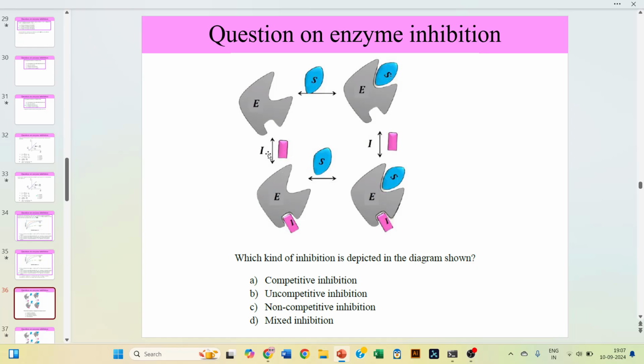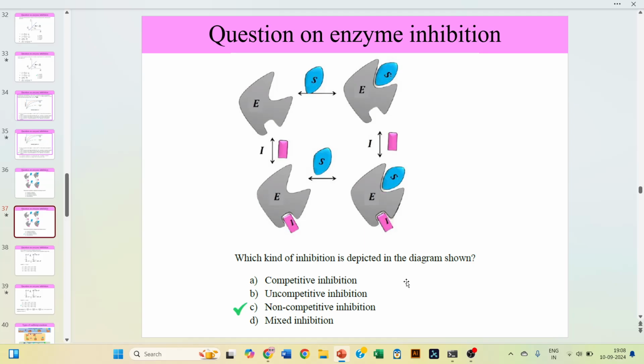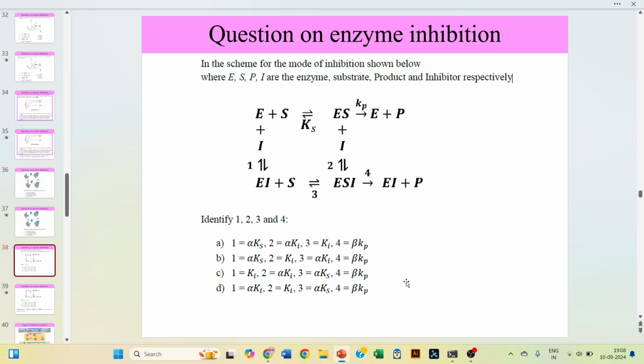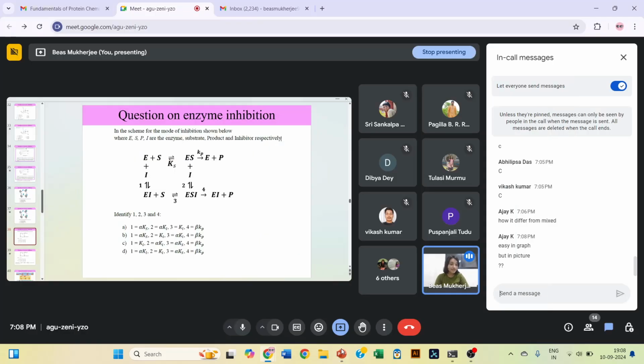Now, since in this slide they have not shown the Ki, it would be difficult for you to say whether this is mixed inhibition or non-competitive inhibition, because you cannot exactly see whether the dissociation constant for inhibition, the inhibition constant, is changing or not. You can read more about why it is non-competitive inhibition and why not mixed inhibition, and tell me about it in the next class. Okay, easy in graph but in picture. Yeah, exactly. You have to read about this more and then we can discuss in the next class.